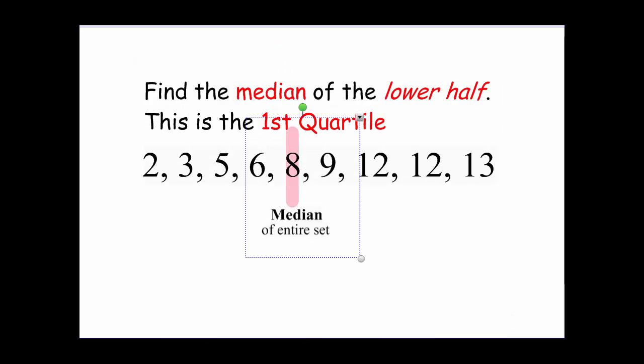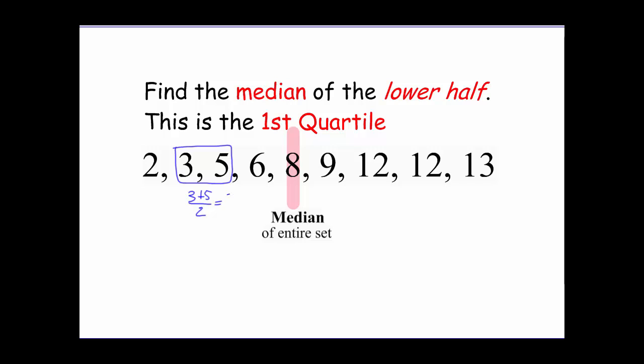Next, we're going to find the median of the lower half, and this is going to be the first quartile. To find the median of the lower half, we're not going to include the 8. So we're going to look at the 4 numbers, 2, 3, 5, and 6, below the 8 here. So we need to find the middle number. Because there are 4 terms, there's no exact middle, but we know that the 3 and the 5 are the 2 that are in the middle. So we're going to find the average of 3 and 5. We add 3 plus 5 and divide by 2. It's going to give us 8 divided by 2, which is 4. So 4 is our first quartile.